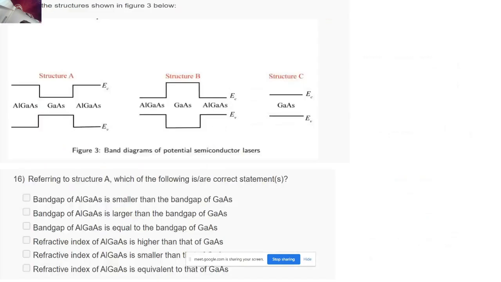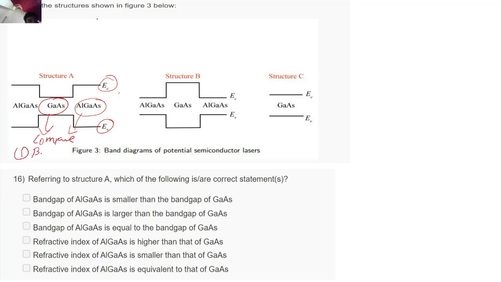Now coming to this point over here, they are showing us three structures, right? And this is the band diagram, because this is EC and this is EV. Now referring to structure A, which of the following is the correct statement? They are asking us to compare the band gap of this with respect to this, and second, the refractive index. So they are asking us to do this.